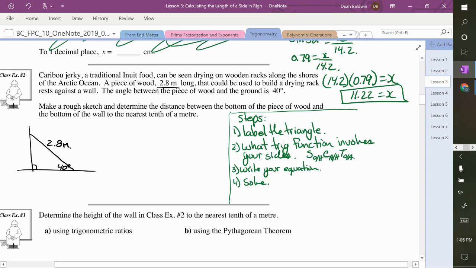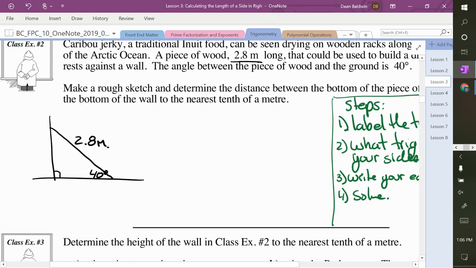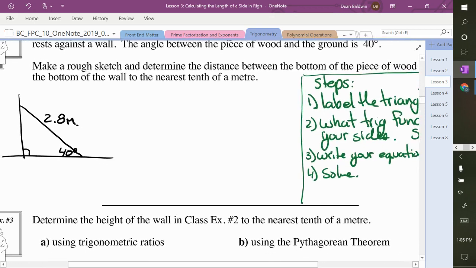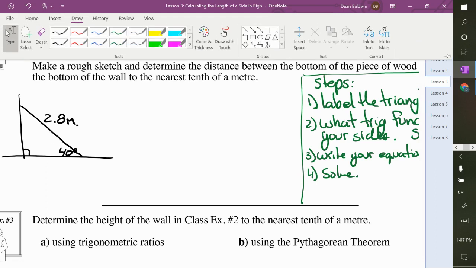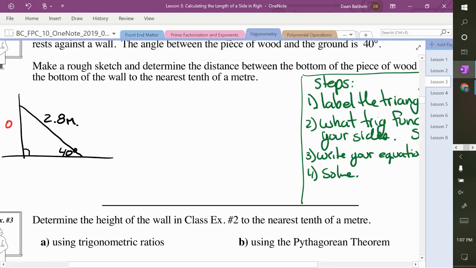Do we have two sides that we know? So can we use Pythagorean theorem? Can't use Pythagorean theorem unless you know two sides. So we have to use trig. If we're going to use trig, what's the first step in trig? Label the triangle. All right, where's my opposite and where's my hypotenuse and where's my adjacent? O-H-A. People agree with that?